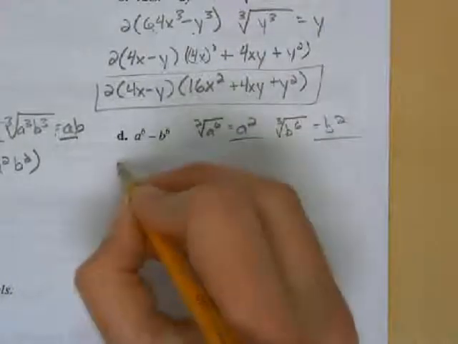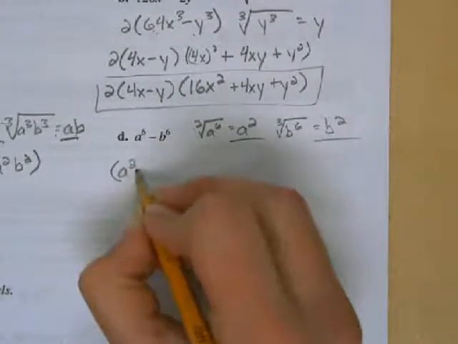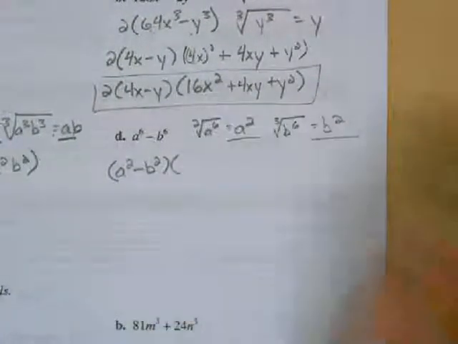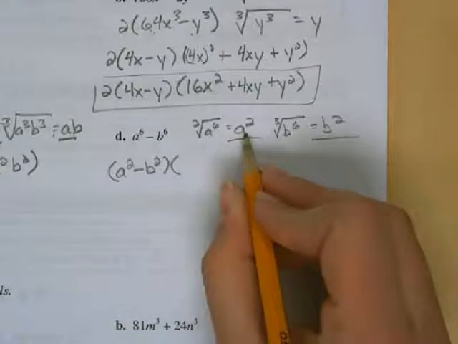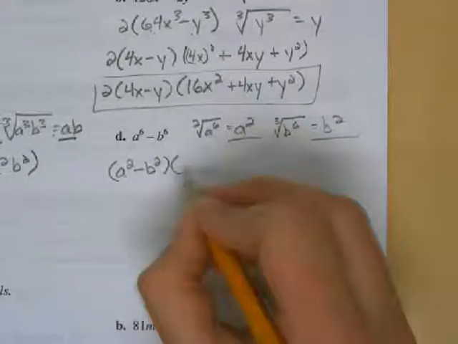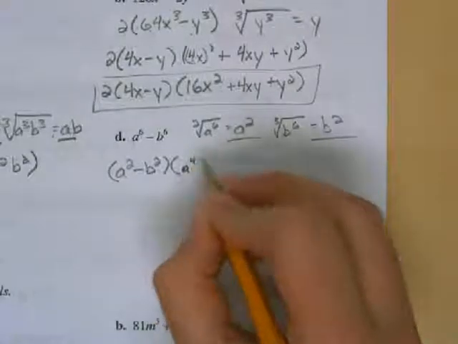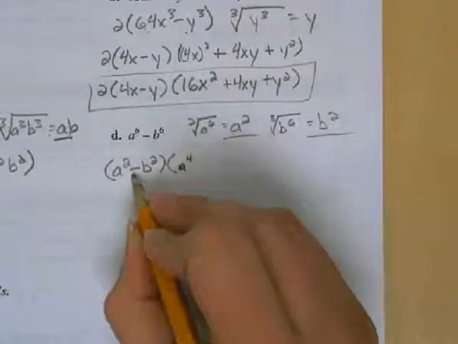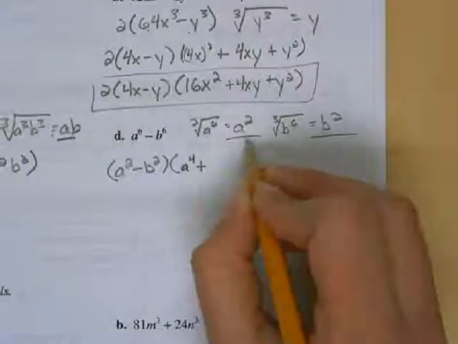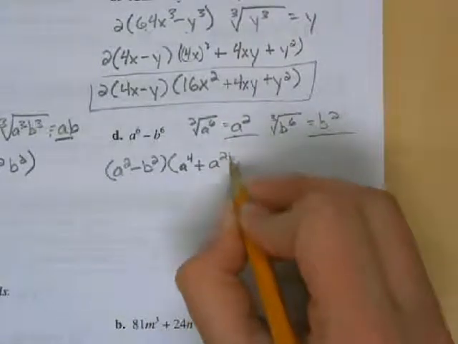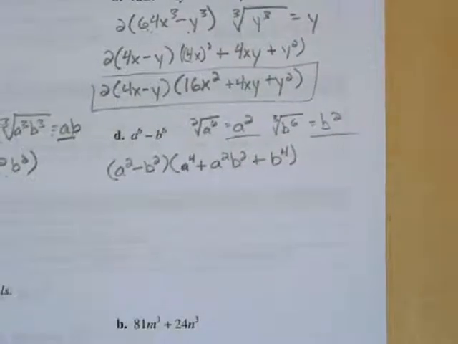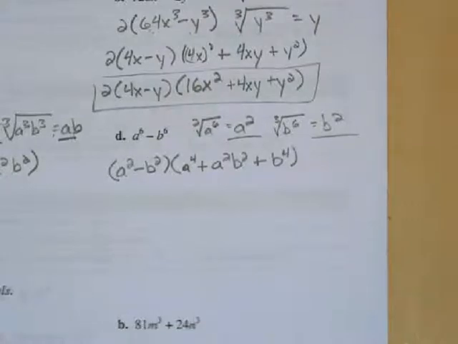Same formula. So a squared minus b squared, minus because that's what's up front there. And then we square the first term. A squared squared becomes a to the 4th. Power on a power, you multiply, so 2 times 2 is 4. Opposite sign. Multiply a squared, b squared. Add. And square that last term. b squared squared is b to the 4th.